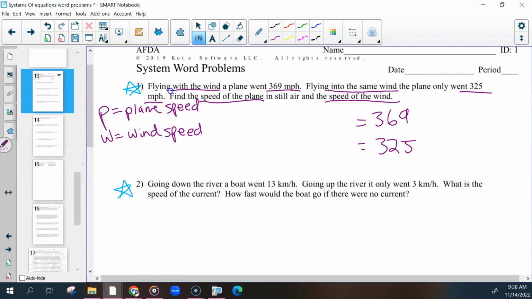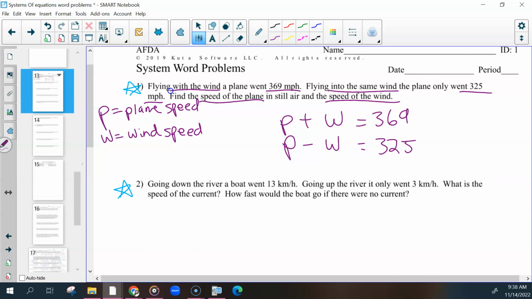And then if we're flying with the wind pushing us along, are we going to be adding or subtracting these variables together? Adding. P plus W. Flying into the same wind, we are going against the wind. The wind is no longer helping us, and now we are subtracting the wind speed because the wind is no longer helping.